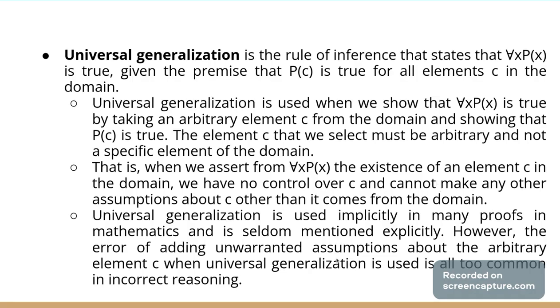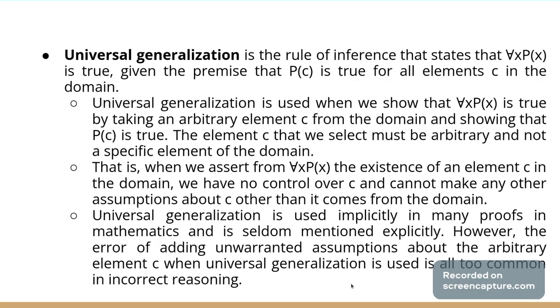Universal generalization is used implicitly in many proofs. It's not normally stated because it's understood that if for all x, P of x is true, then for every element x in that domain, P of x will be true. It is implicit. However, the error of adding unwanted assumptions about arbitrary elements can cause incorrect reasoning.